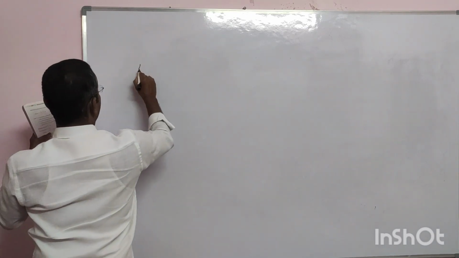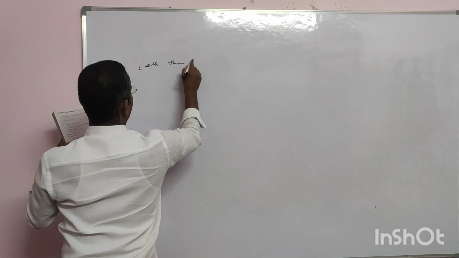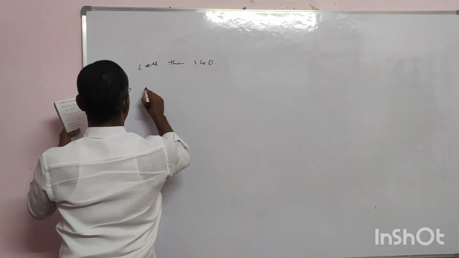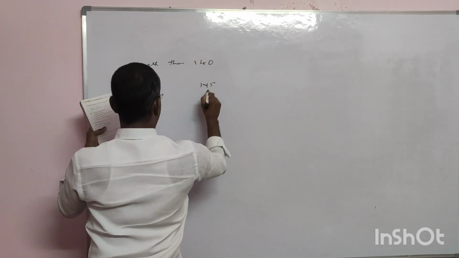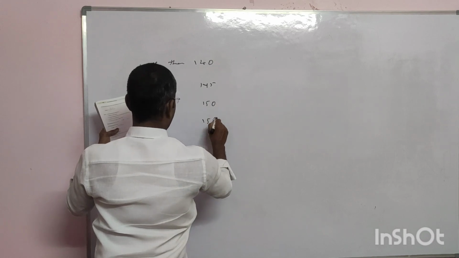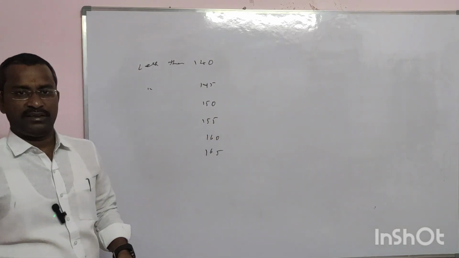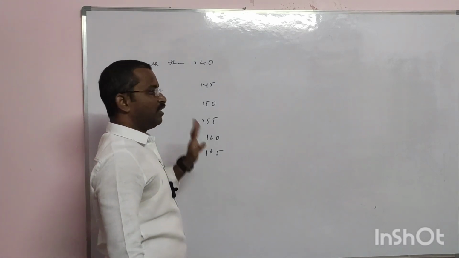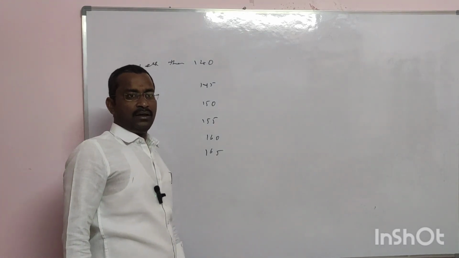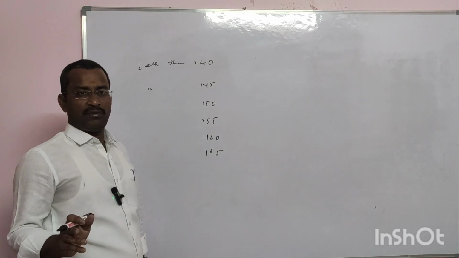Sometimes the question is given like this: less than 140, 145, 150, 155, 160, 165. Question is given like this. He is saying less than type. Okay? So here class intervals are not given properly.